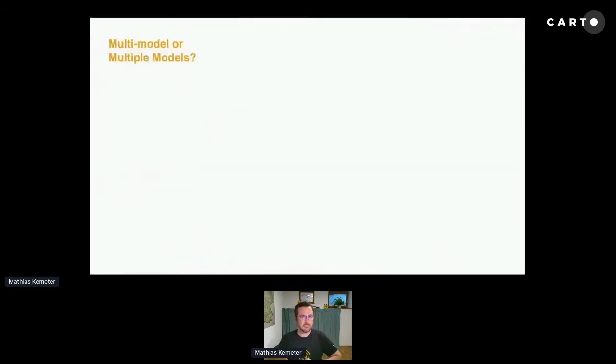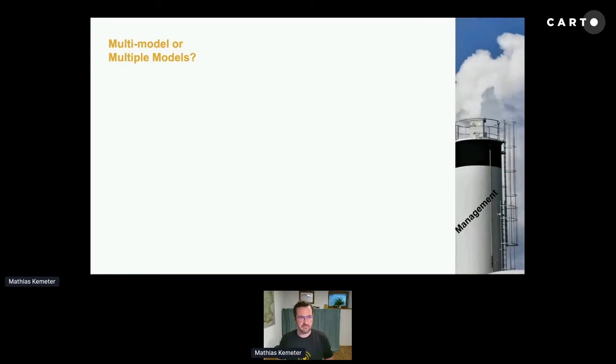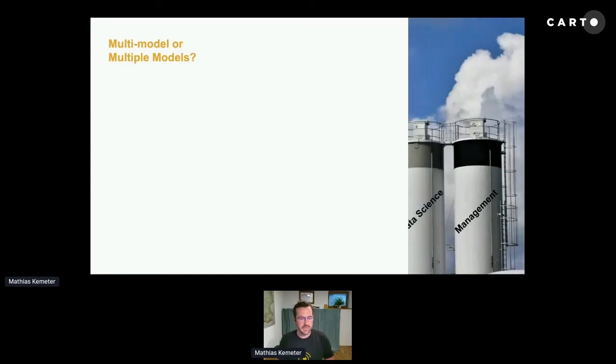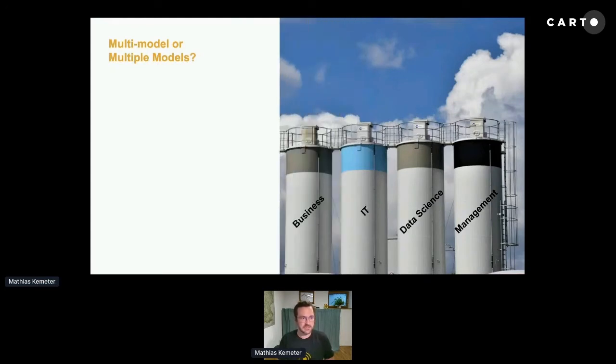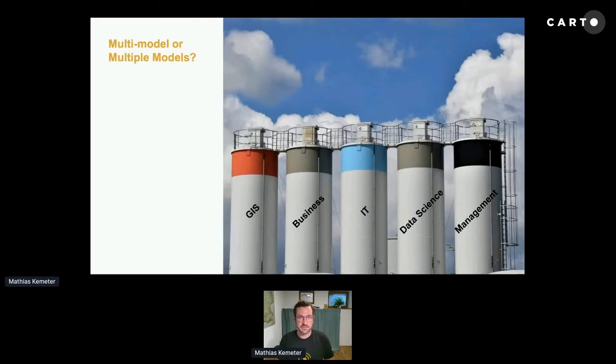And let me tell you something about multiple data models and the associated silos in a company. So if you look at your company or at any company, you probably have some kind of management silo. You may have a data science department silo. You may have an IT silo. You may have the business department. And last but not least, the GIS department. And don't get me wrong, these are not organizational silos because I think we all got rid of them in the last decade. These are technological silos.